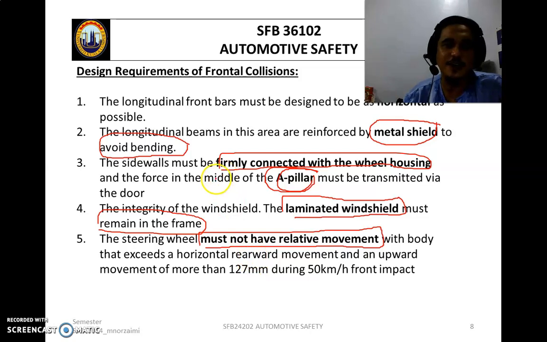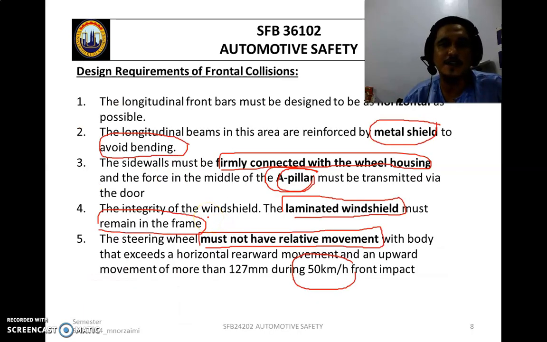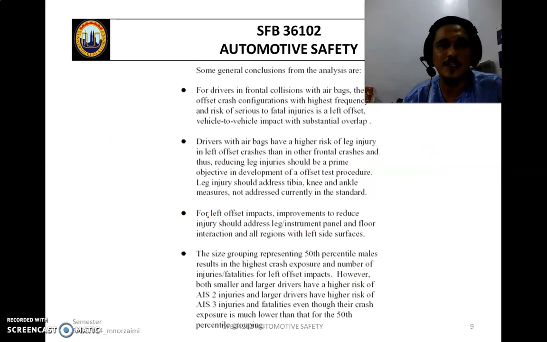For the test, how do they do the test? So the vehicle, at minimum 50 km per hour, will hit the barrier. So this is the concrete barrier. So the vehicle at 50 km per hour will hit the barrier. So after that, we will study the vehicle. We will study the level of injury. We will study the effectiveness of the braking system. Alright, this is the requirement for the frontal collision.